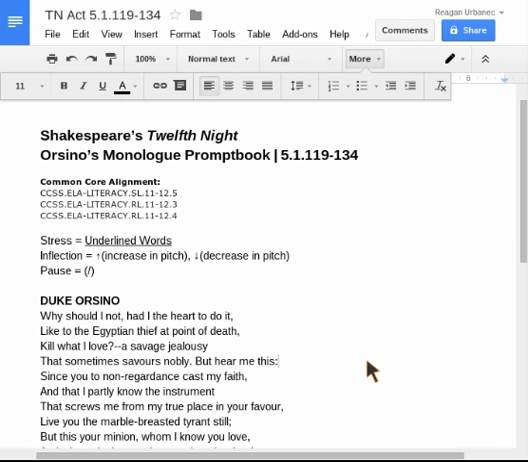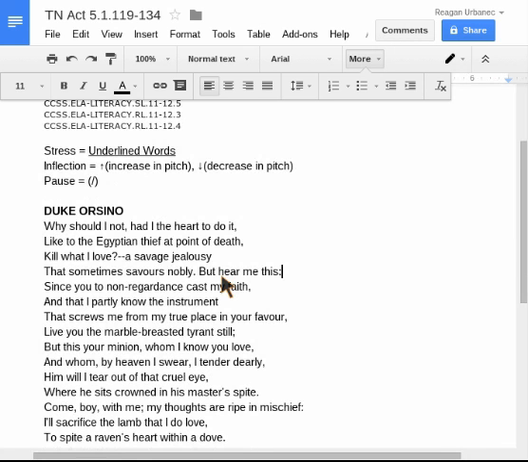So there are three major Common Core standards that fit this, and I've put them up at the top, but just in case you haven't memorized all the numbers, they are to make strategic use of digital media in presentations, to analyze the impact of the author's choices regarding how to develop and relate elements of a story or drama, and to determine the meaning of words and phrases as they are used in the text, including figurative and connotative. So here you have stress, inflection, and pause.